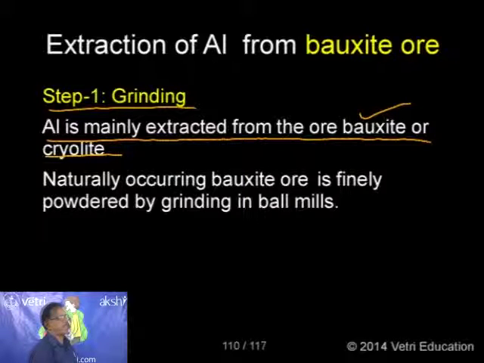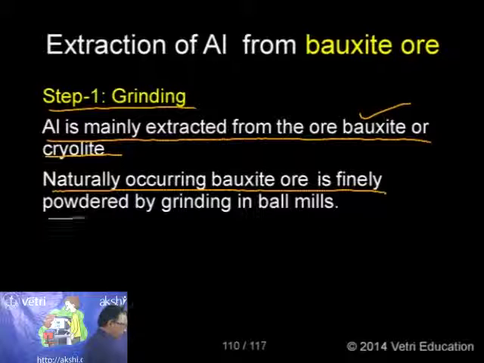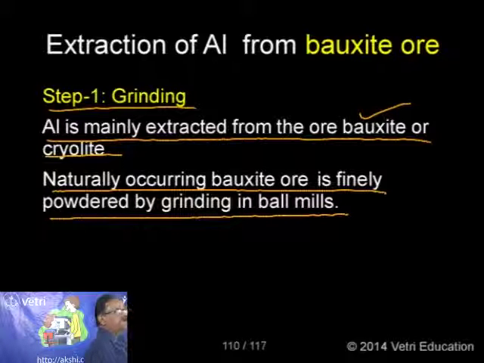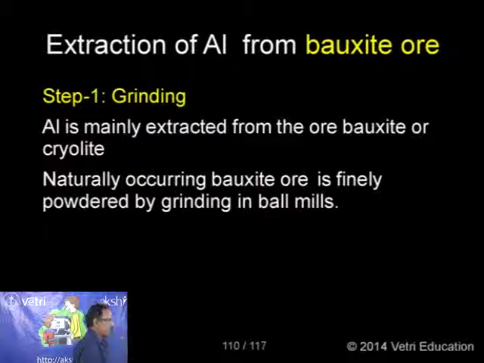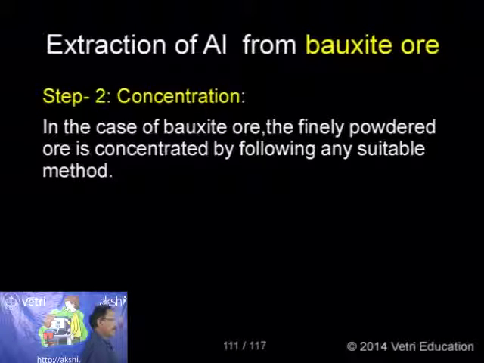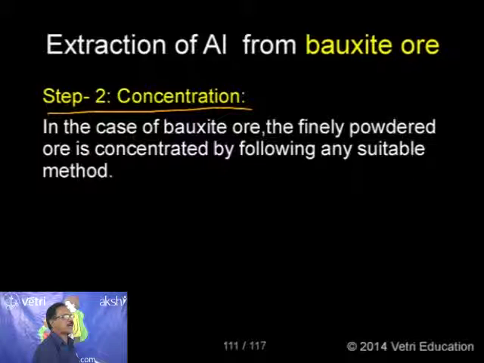Bauxite is an oxide ore, and cryolite is again an aluminum compound containing halide. Naturally occurring bauxite ore is finely powdered by grinding in ball mills. These are the usual steps we follow. First, we have to make it powder in step 1. Under step 2, concentration, I have a number of methods available. This is an oxide ore, so we follow any suitable method applied for oxide ores.